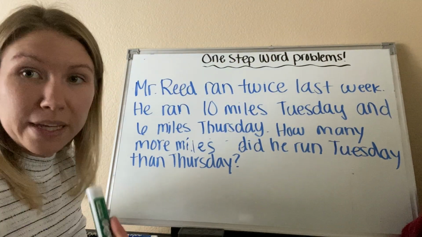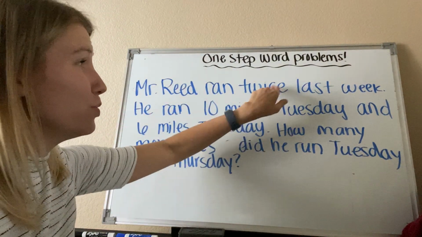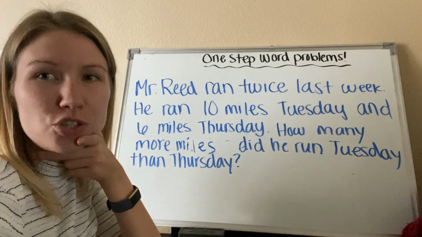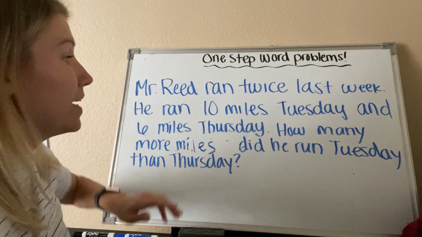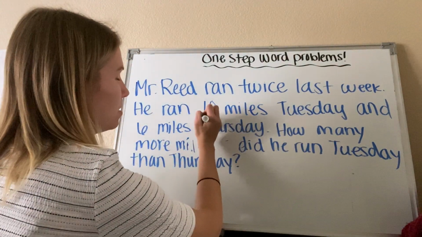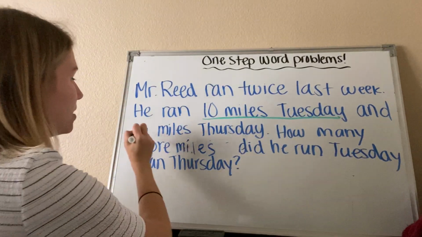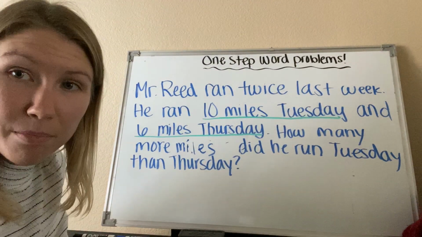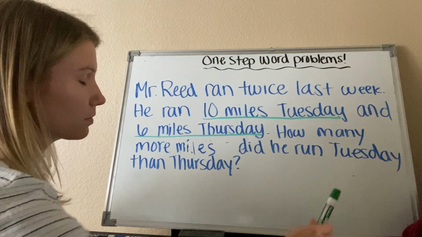So let's pick out our important information. So Mr. Reed ran twice last week. I do see twice, which means 2. I'm not really sure that has anything to do with my story problem right now, so I'm gonna wait on it. He ran 10 miles Tuesday, and another number, 6 miles Thursday. So I see another number, another day, because we do have our days on here.